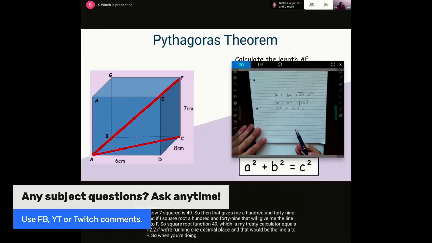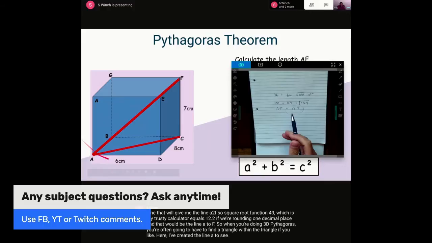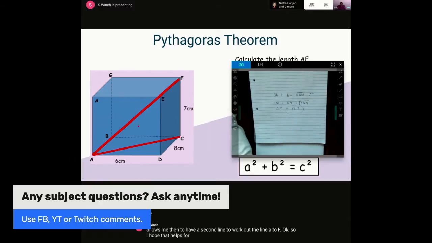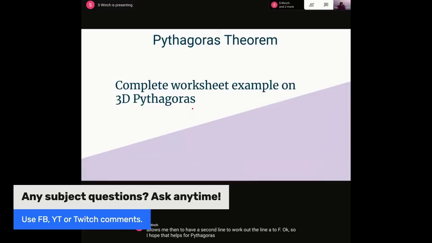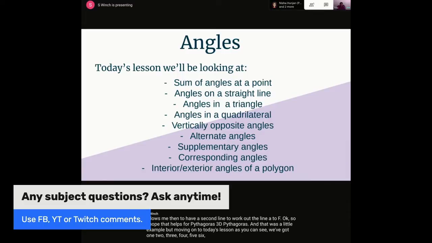So when you're doing 3D Pythagoras, you're often going to have to find a triangle within the triangle, if you like. So here I've created the line A to C, as you can see on the screen, and that allows me then to have a second line to work out the line A to F. Okay, so I hope that helps for 3D Pythagoras, and that was a little example. But moving on to today's lesson, as you can see, we've got 1, 2, 3, 4, 5, 6, 7, 8, 9 things to do.